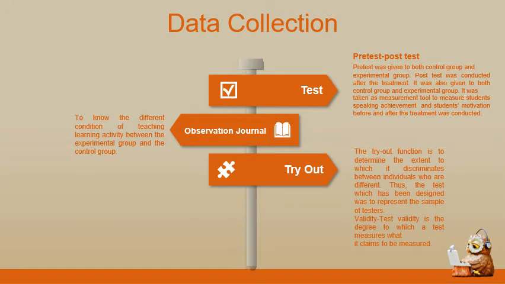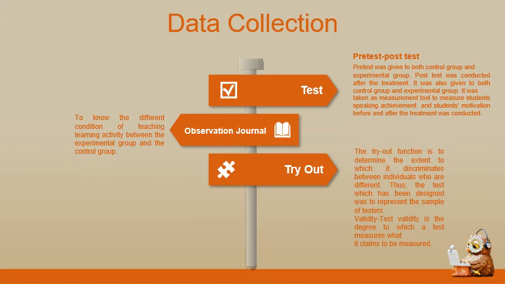For data collection here, there are three: the first is test, the second is observation journal, and the third is tryout. Test here has pre-test and post-test. Pre-test was given to both control group and experimental group. Post-test was conducted after the treatment. It was also given to both control group and experimental group.